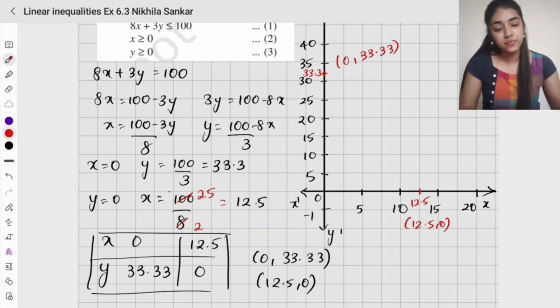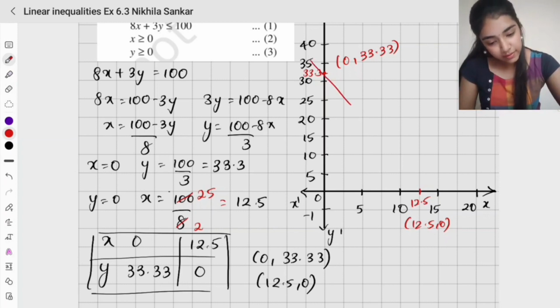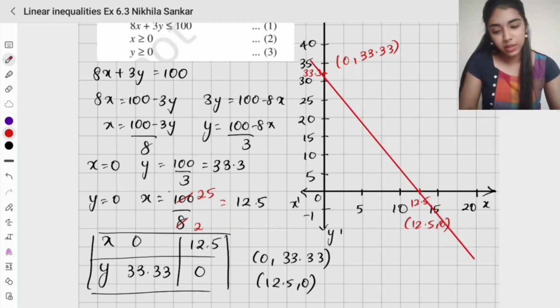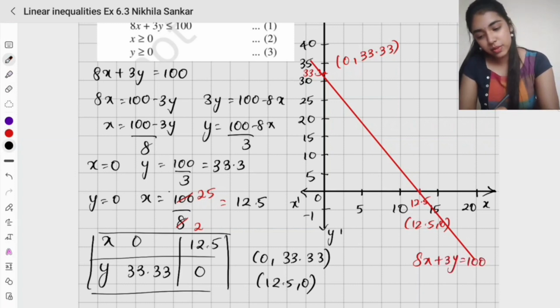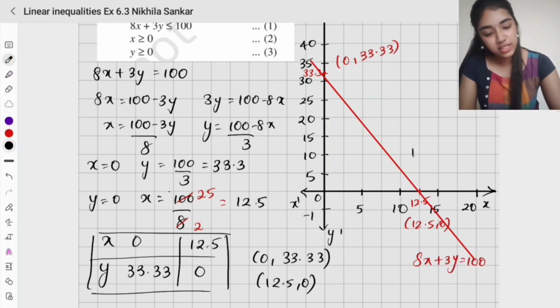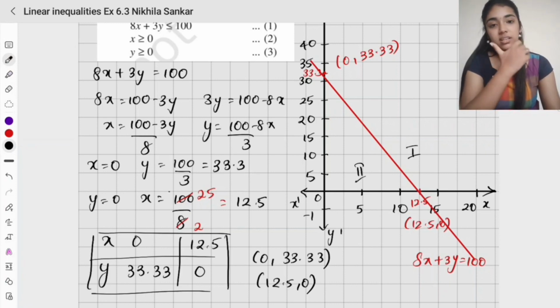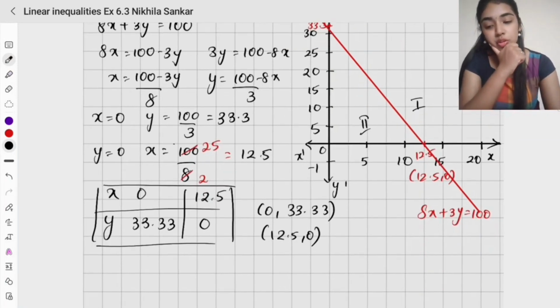So I'm going to draw a thick line. This is the equation 8x plus 3y equals 100. Now what are my other two equations? You can see there are two regions for this line. This is my upper half and this is my lower half. We will decide which one after plotting the graphs of all the inequalities.